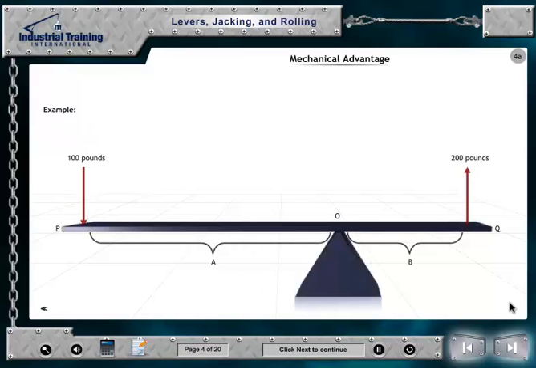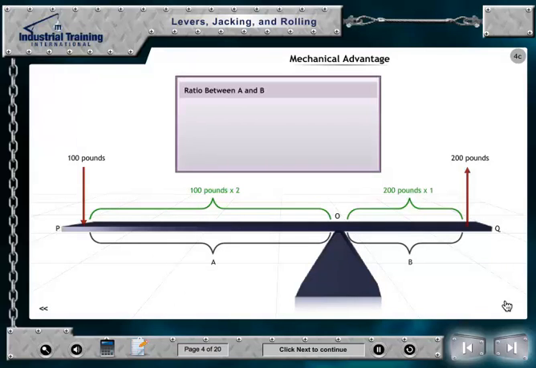Now, if you move the tipping axis towards the right so that distance A is twice the distance of B, by applying the same 100 pounds on side A, you will be able to lift 200 pounds on side B. As you can see, the ratio between A and B is 2:1. Therefore, 100 pounds multiplied by 2 will be equal to 200 pounds multiplied by 1. The equal sign in the equation identifies an equilibrium that you have achieved with the ratio 2:1.